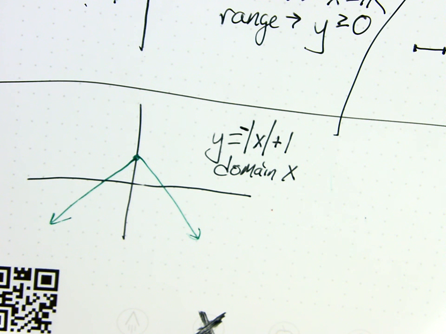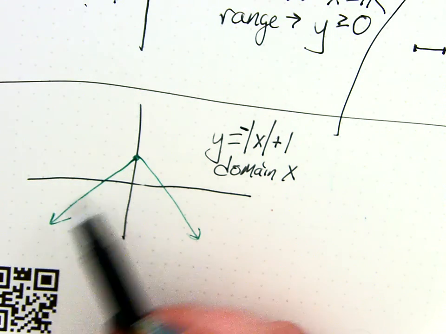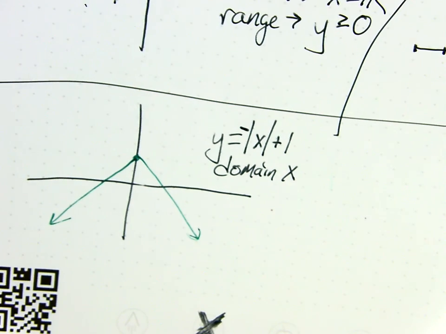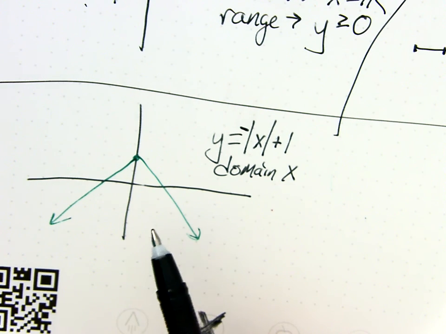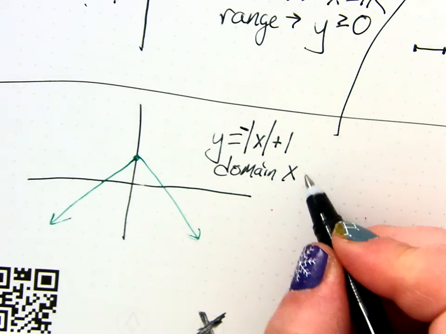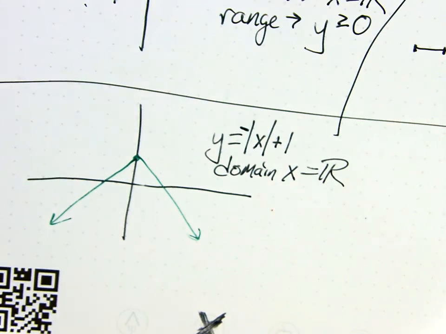That's range. Look at your x values. What'd you say? All real. Look, this is going to go forever this way. This is going to go forever this way. They're going to cover every single x value ever. Right? You can plug in anything you want into the x slot. All of them will be covered. So domain will be all reals.